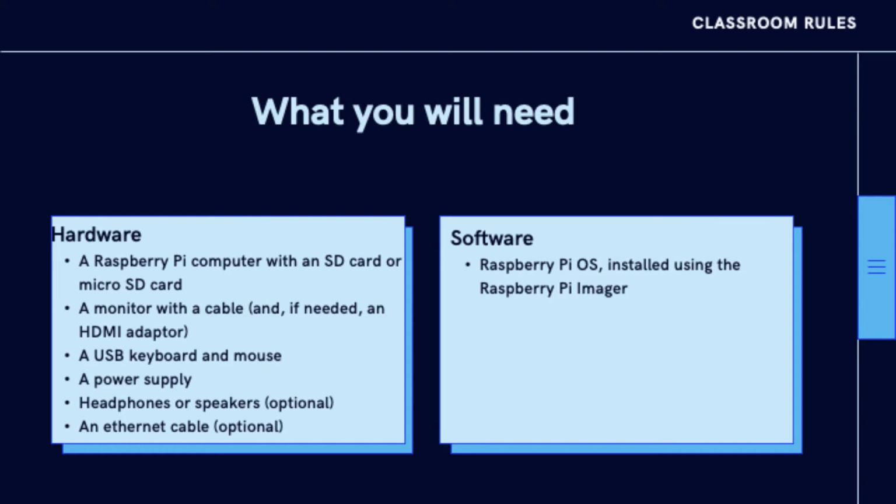So, what will you need along this course? First is the hardware. You would need a Raspberry Pi computer with an SD card or micro SD card. Also, you would need a monitor with a cable. Now, this is optional: an HDMI adapter is also cool. You would also need a USB keyboard and mouse, as well as a power supply, of course. Also, headphones or speakers. Now, this is optional, as well as the Ethernet cable. For the software, you would need Raspberry Pi OS installed using the Raspberry Pi Imager. So, go ahead and prepare these things before we proceed.